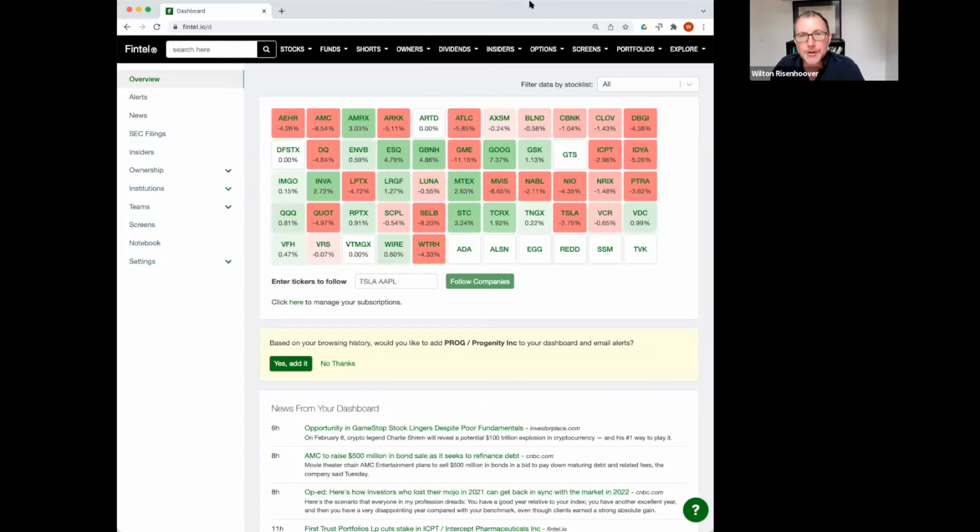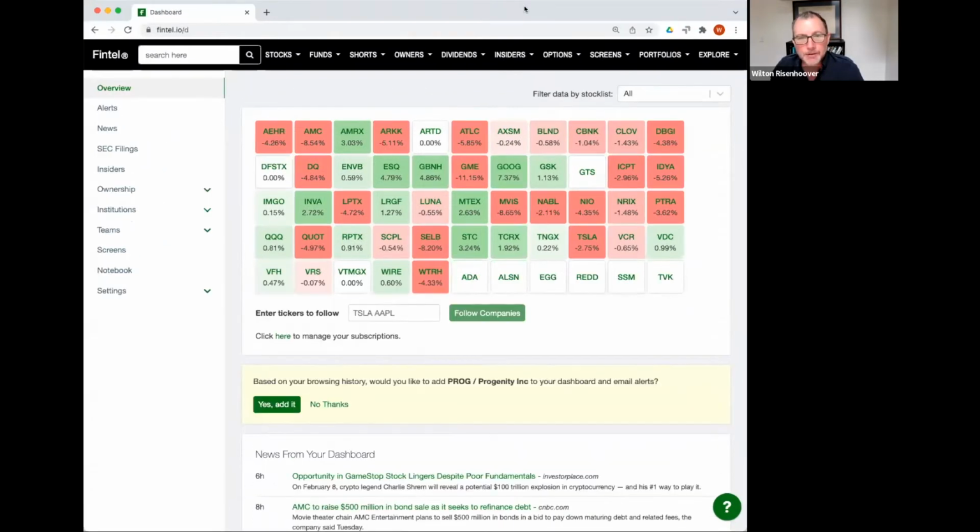You guys should be able to see my dashboard right now. If you can't, let me know. What you'll see here is basically the basic dashboard view. One of the things that we added this last month is the ability to connect your broker accounts to Fintel. And this is a kind of a big deal for us.